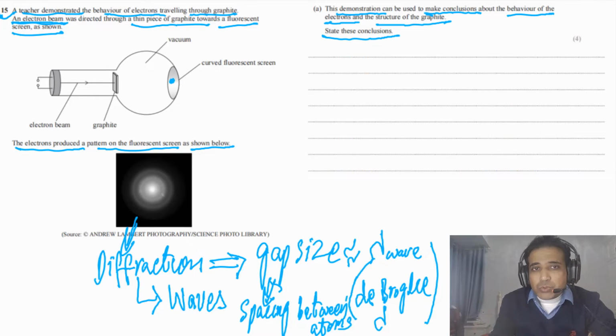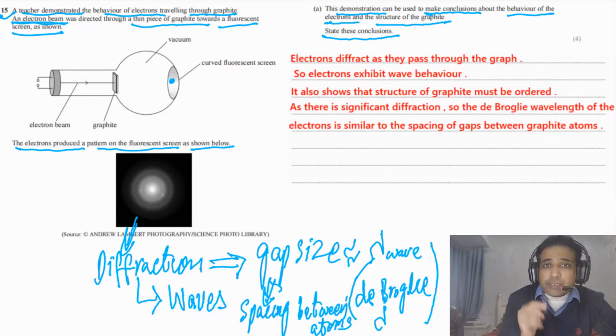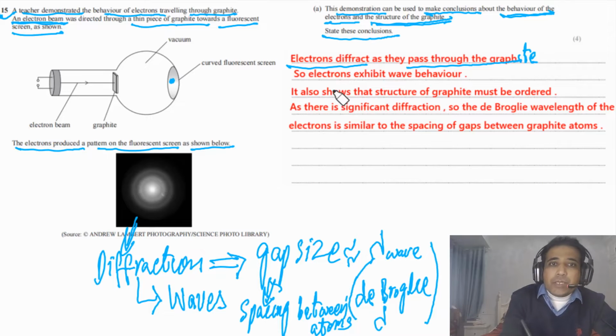Now let me show you how you can write down your final answer. For the answer of this question, we need to talk about the behavior of the electrons and the structure of the graphite. So we can say electrons diffract as they pass through the graphite. So electrons exhibit wave behavior. We can see this pattern is a diffraction pattern.